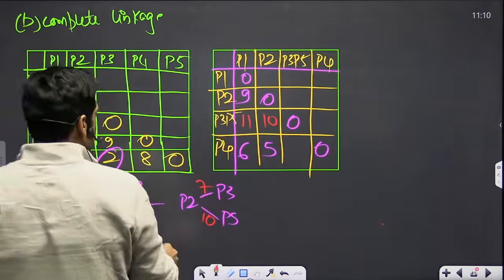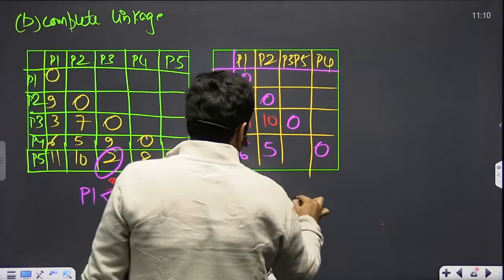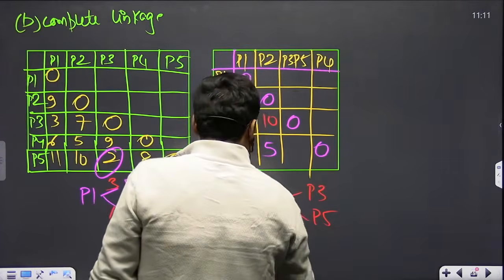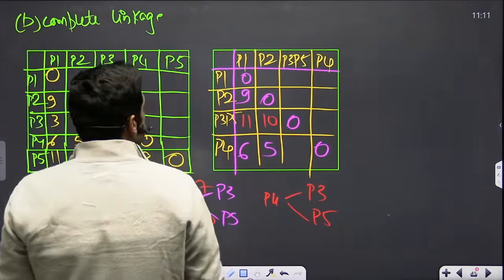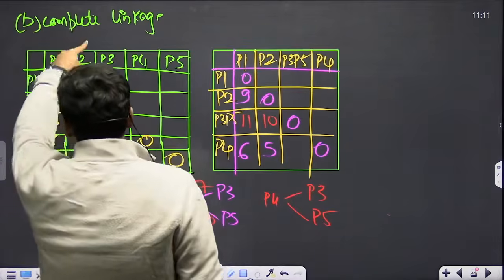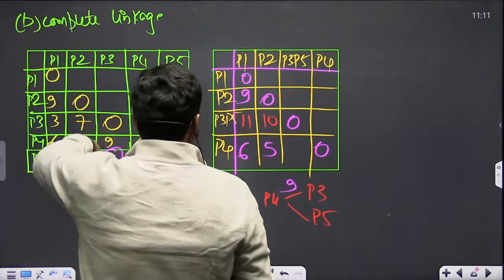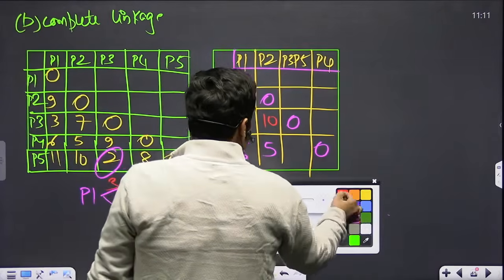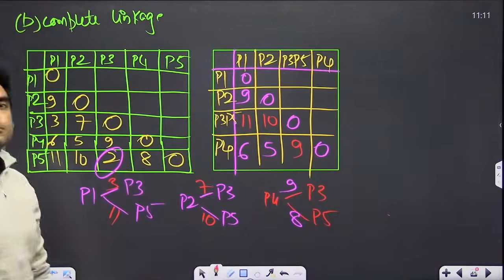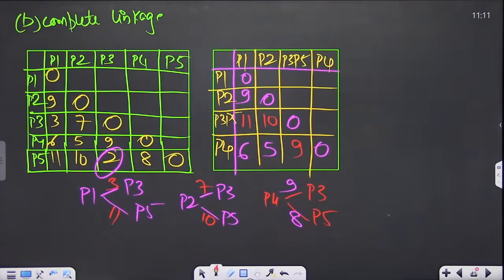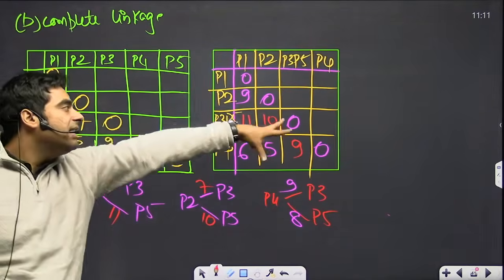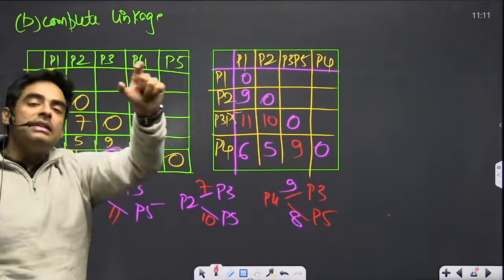Similarly P4 to P3 and P5. P3 to P4 is 9, and P4 to P5 is 8. So I would be taking the maximum one here. So whenever we have to club the elements of a different cluster, we take the maximum one. But whenever I would be selecting which cluster to merge, there the lowest one.